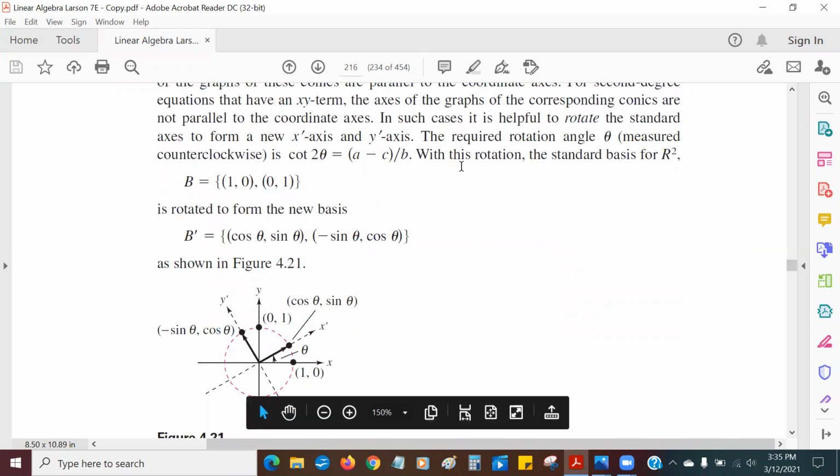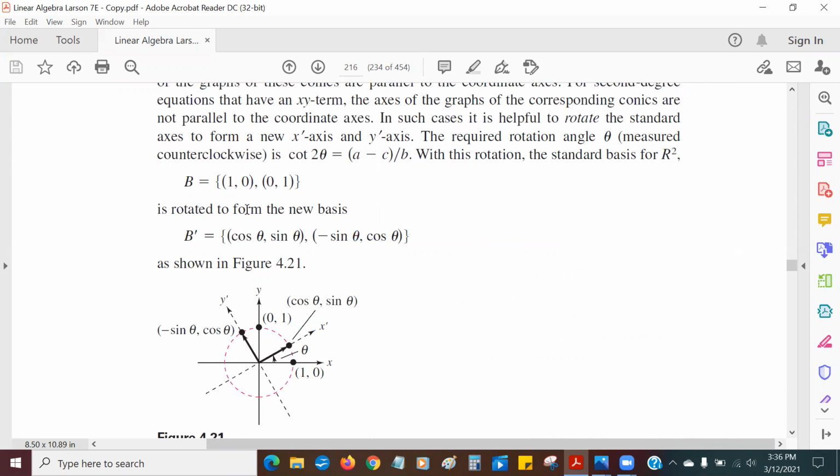So this rotation, the standard basis for R2 is (1, 0), (0, 1). And that's going to be rotated to form a new basis of (cosine theta, sine theta), (negative sine theta, cosine theta). And that's going to represent a rotation in the positive direction, which is counterclockwise.